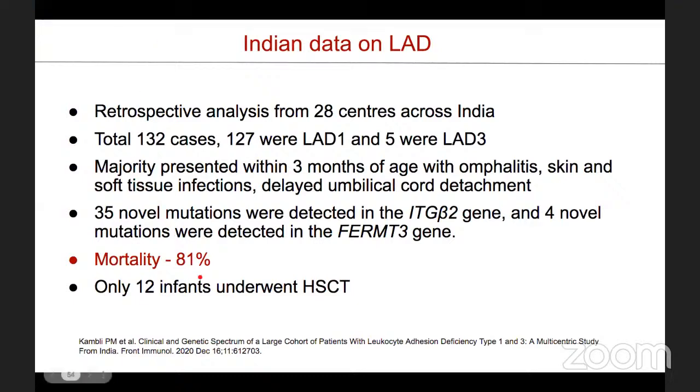So this is again a spectrum of a large cohort. Ma'am, I'm sorry. Can you take over?